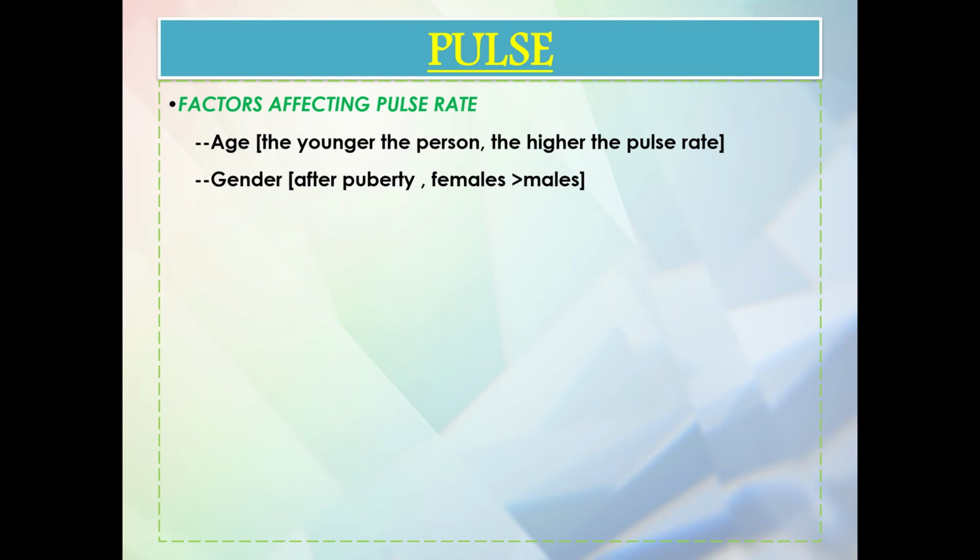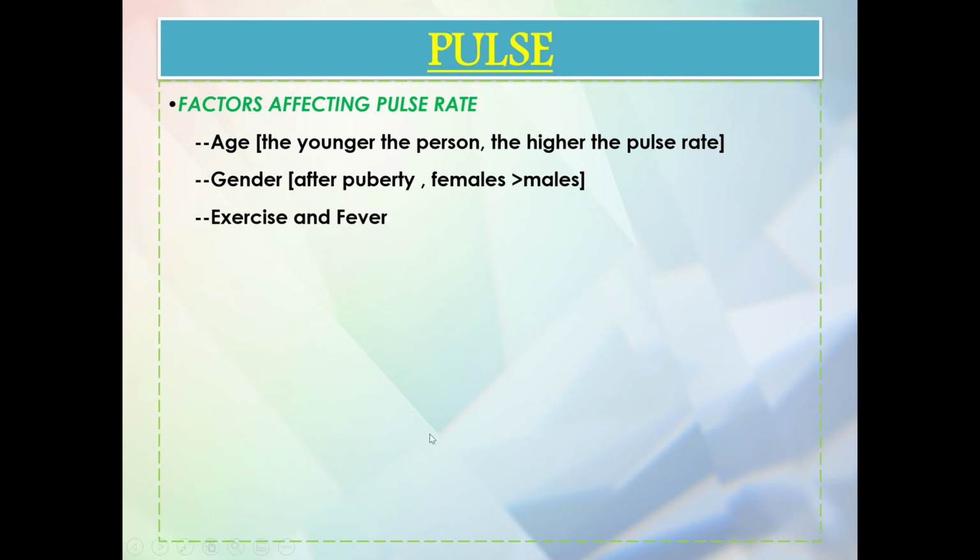Okay, so this is in general naman. So, again, mas mabilis yung tibok ng puso ng mga babae after puberty in comparison to the men or males. That is for the gender. So, you have to take note of that again. Mamaya, I will show you naman the normal range or the usual range of pulse rate for both men and women. So, that is for the gender.